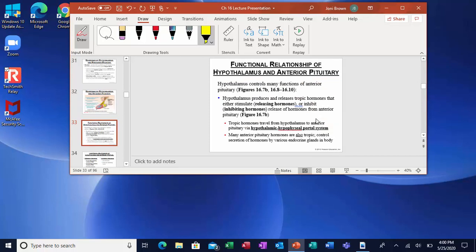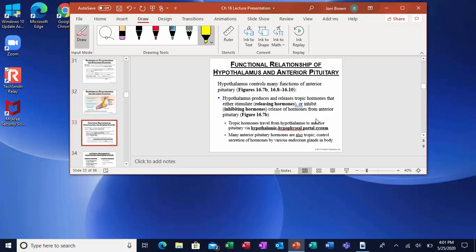A lot of functions to do with homeostasis are controlled by the hypothalamus, and it affects the anterior pituitary, the front part, the hormone endocrine part of the pituitary gland. The hypothalamus makes and releases tropic hormones. Remember, they affect another endocrine gland, and they will stimulate if they're called releasing hormones, or they will inhibit if they're called inhibiting hormones. And it stimulates the release of hormones from the anterior pituitary.